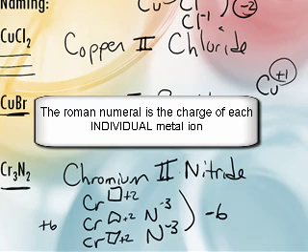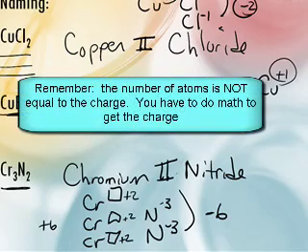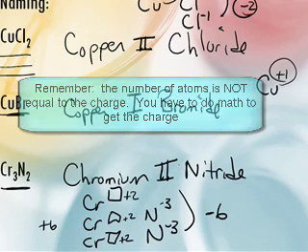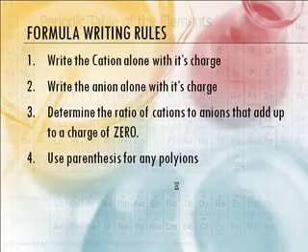Why isn't it chromium 3? Because there's a little 3 after the chromium, and that means there are 3 of them. Each of them carries a 2 charge. And the Roman numeral is always the charge. Is it anything else but the charge? No, it's always the charge. Now, we're emphasizing this, guys, because it is a problem. It's probably the most common mistake we see in chemistry. Charge. Always charge.